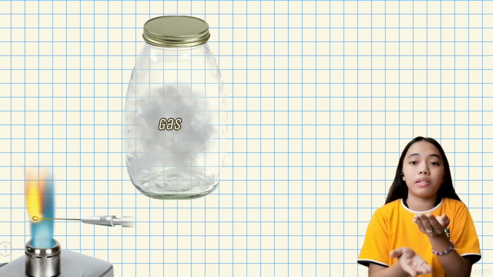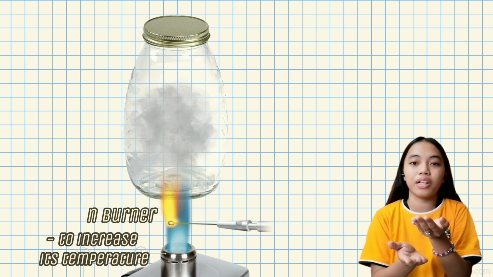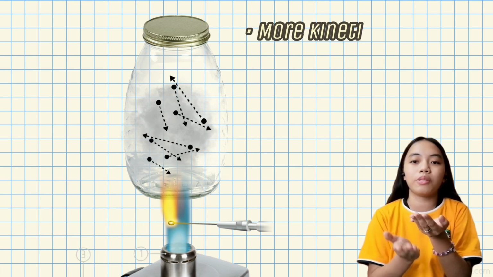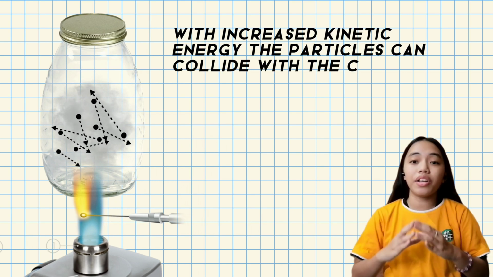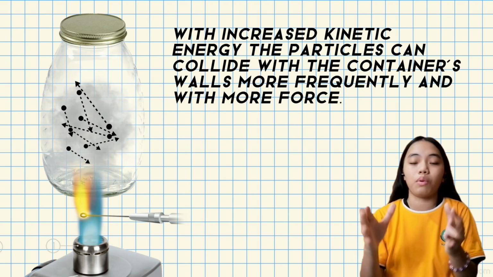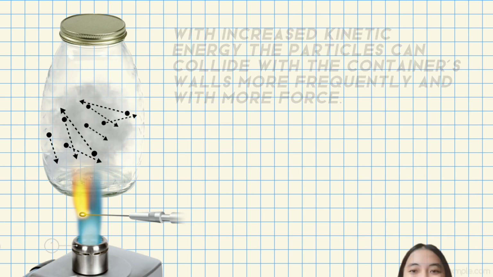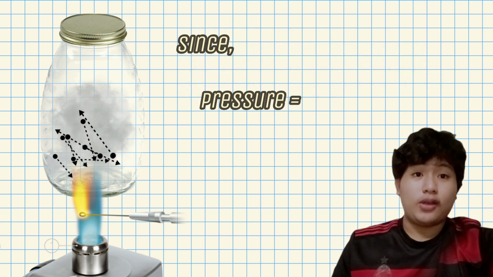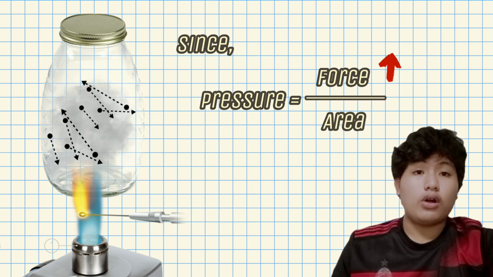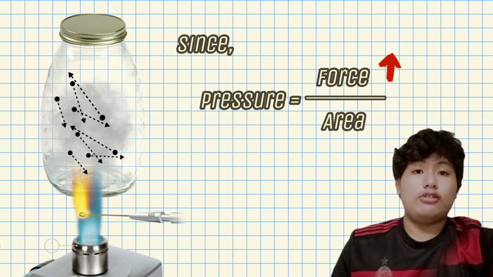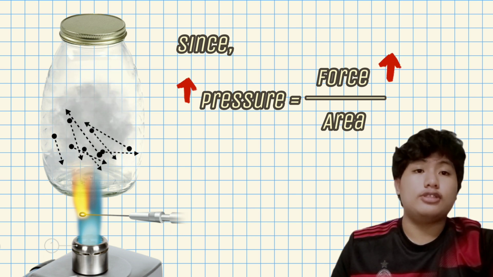If I stick a Bunsen burner beneath this container to increase its temperature, this gives the gas particles more kinetic energy. With increased kinetic energy, the particles can collide with the container's walls more frequently and with more force. Since pressure equals force divided by area, an increase in overall force applied to the container's wall will result in an increase in the pressure inside the container.